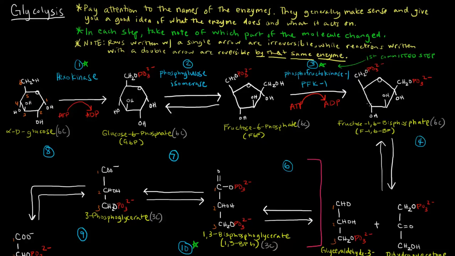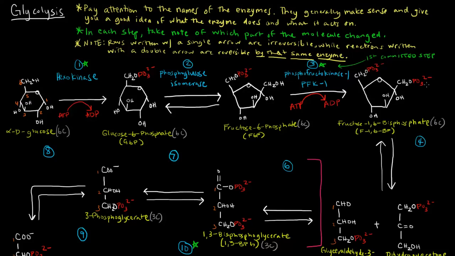So what do we create here? Well, we added a phosphate group onto this one carbon here, onto the fructose 6-phosphate to create this molecule here, which is fructose 1,6-bisphosphate. Does that name make sense? Well, this is a fructose, so that part makes sense.